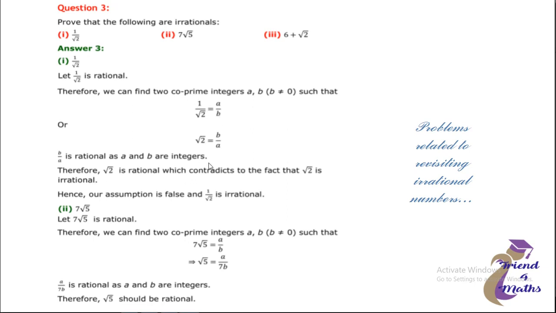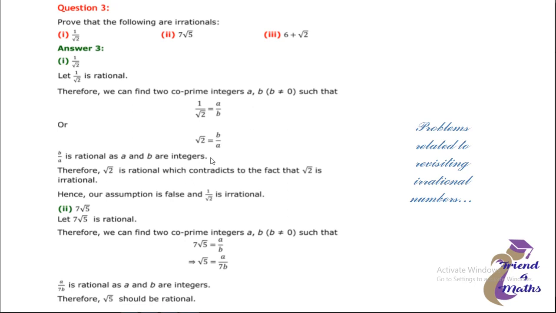For ease we are taking the reciprocal of this, that is root 2 equals the reciprocal of a by b, that is b by a. We know that b and a are positive integers, and definitely this b by a will be a rational number. If b by a is a rational number, then this root 2 will also be a rational number. But we have proved that root 2 is an irrational number, isn't it?